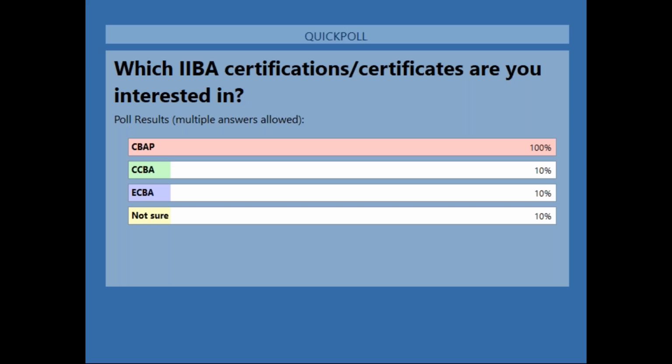It won't be as popular ever as CBAP, I don't think, because CBAP has a broader population base and perhaps is a more recognized certification. But I think the AAC is going to go there.